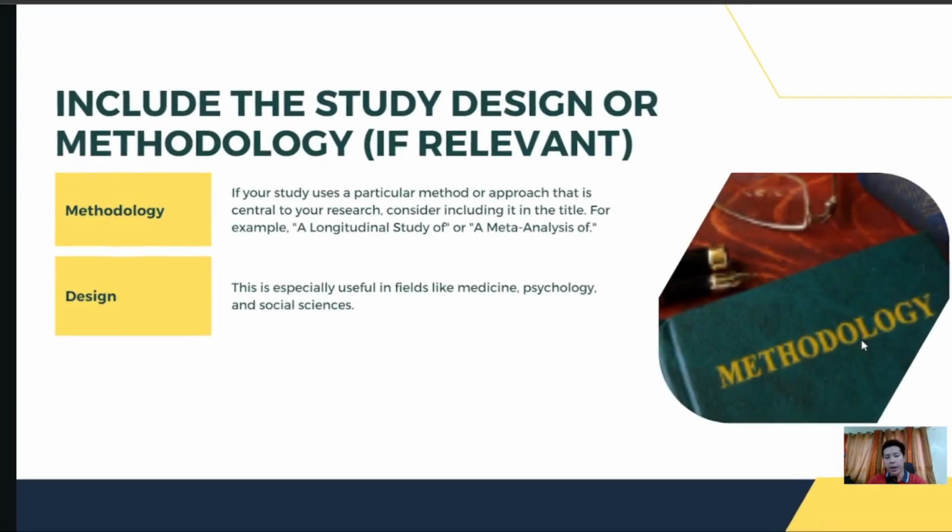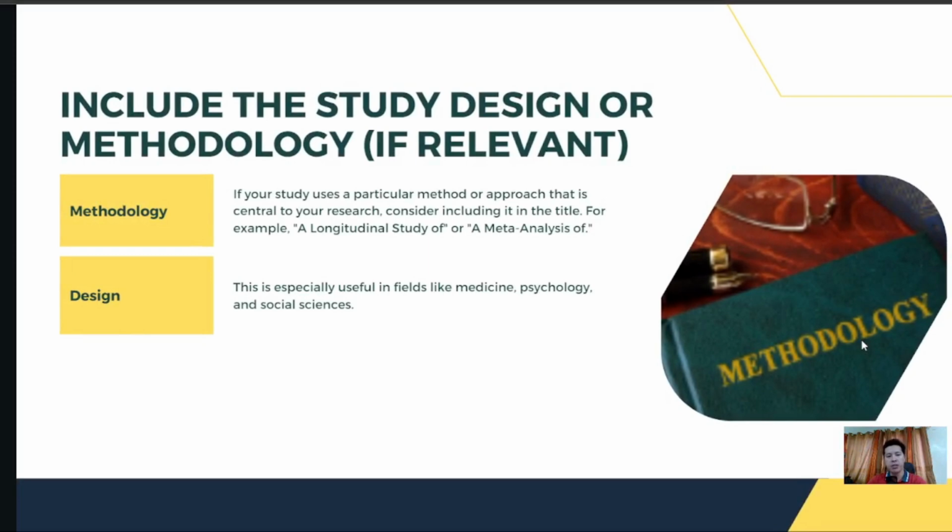Include the study design or methodology, if the methodology or the method is relevant. If your study uses a particular method or approach that is central to your research, consider including it in the title. For example, a longitudinal study of, or a meta-analysis of. You can also use certain statistical analysis in the title, like a correlational study or a study using structural equation model. This is especially useful in fields like medicine, psychology, and social sciences.